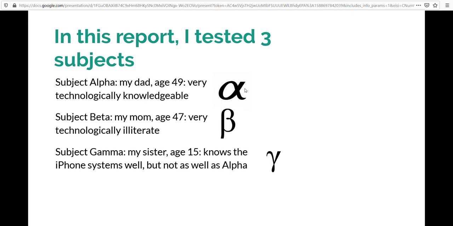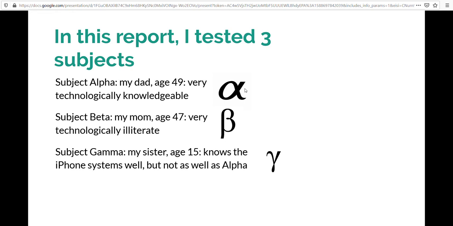My second subject was subject Beta, who's my mother. She's aged 47. She is nowhere near as good as my dad is at technology. In her own words, she is very technologically illiterate, but I was still able to use her as one of my test subjects because she also owns an iPhone, and she has for several years.